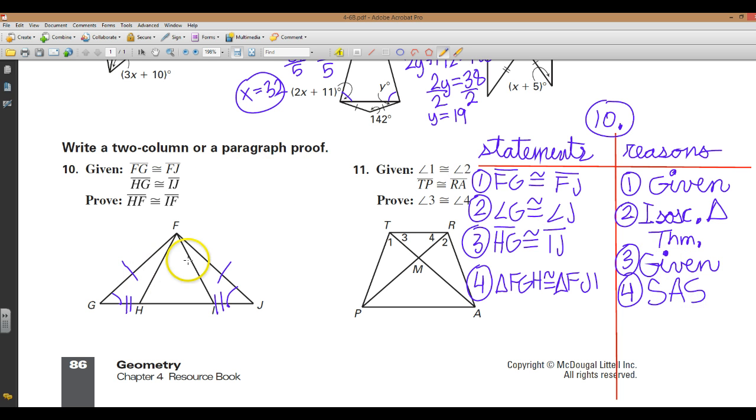Now that I've proven that these two triangles are congruent, all of their corresponding parts will be congruent. For example, FH will be congruent to FI, which is what we wanted to prove, that HF is congruent to IF. So those two sides are congruent by CPCTC. Corresponding parts of congruent triangles are congruent.